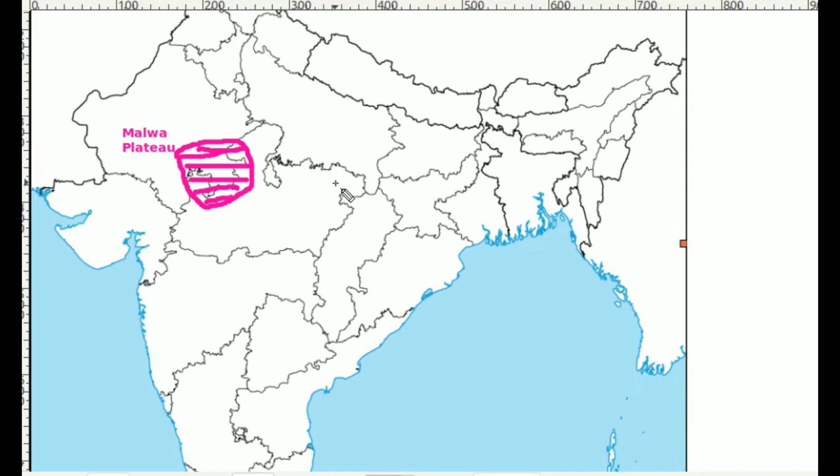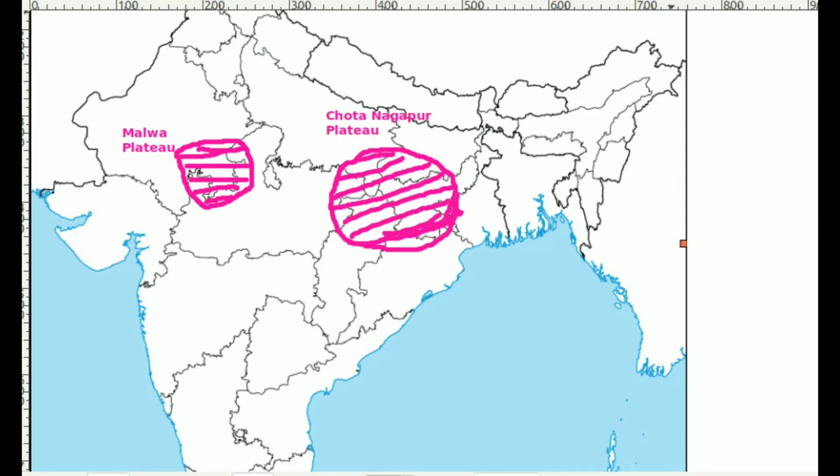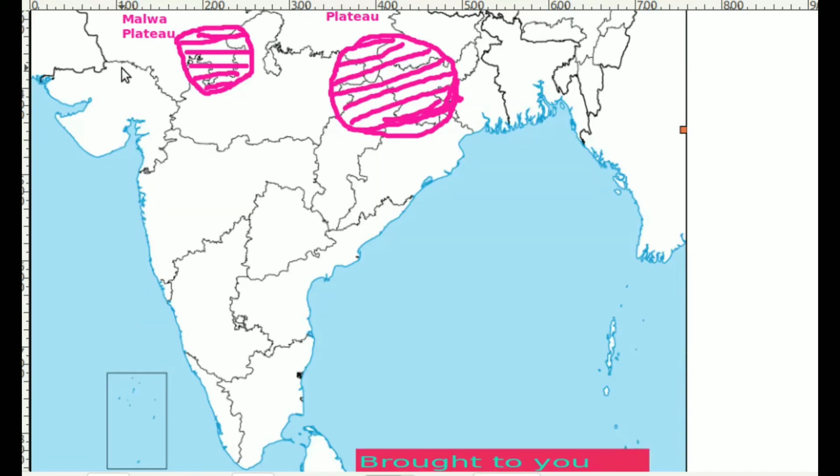The second plateau is Chota Nagpur Plateau, beginning from the eastern side of Madhya Pradesh, passing through Uttar Pradesh, Bihar, Jharkhand, Paschim Bengal, and parts of Orissa and Chhattisgarh. Just draw around like this and shade this. This is the second plateau, that is Chota Nagpur Plateau, almost in the eastern side of Madhya Pradesh, covering parts of Uttar Pradesh, Bihar, etc.